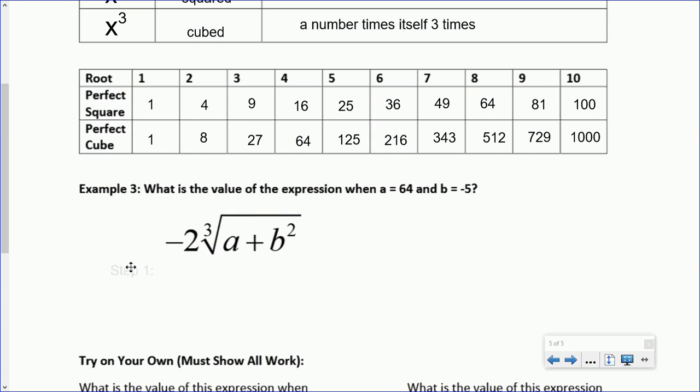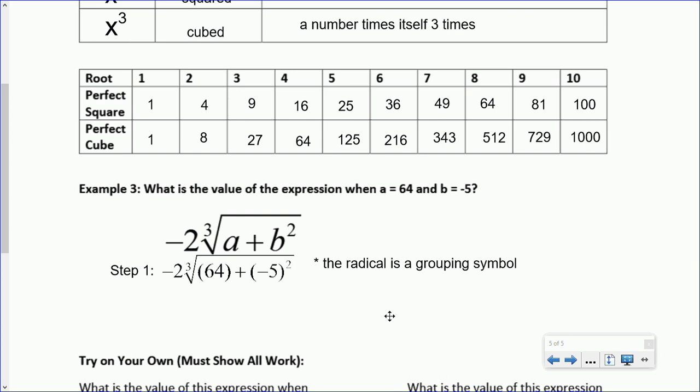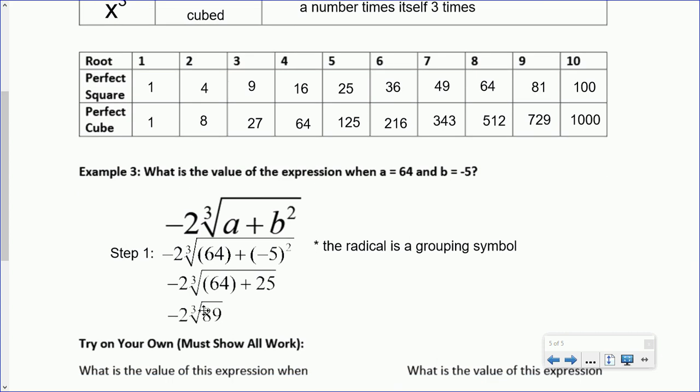Okay. So step 1, I'm going to go ahead and plug the stuff in. So I plug in what a is, and I plug in what b is. And then, because there's an operation here, I'm going to simplify this radical. This is where the radical is a grouping symbol. So simplify it: negative 5 squared gives me 25. It changes to a positive 25. Then I add these two together. I get 89. The cube root of 89 is actually not a nice number because 89 is not a perfect cube. So you can go ahead and write it as a decimal. That comes out to 4.5-ish. So then I multiply negative 2 times 4.5 and get negative 9.